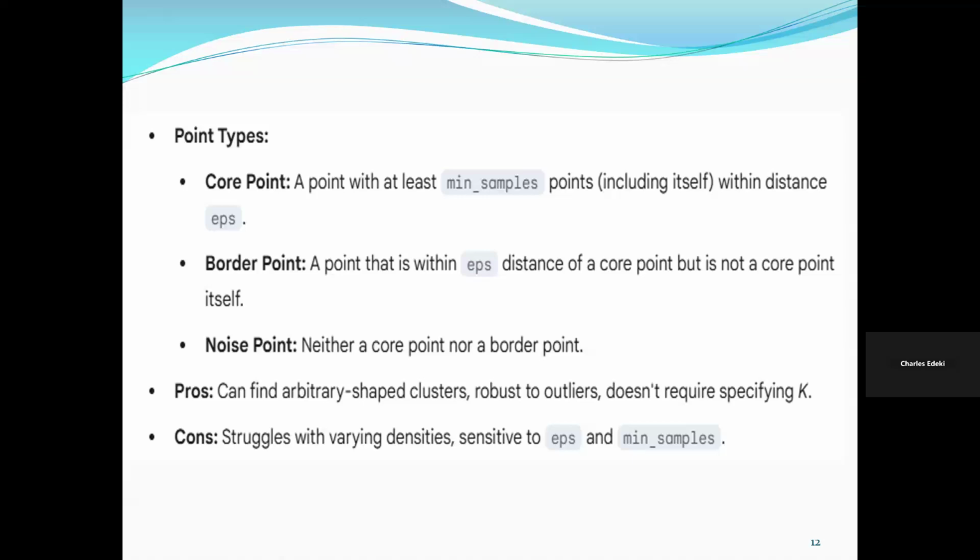Cons will be that we struggle with varying densities, different densities. And also, it's very sensitive to the two key parameters, epsilon and min samples.